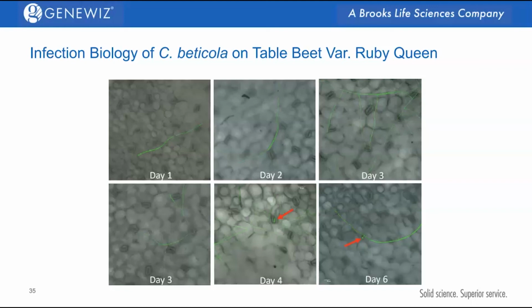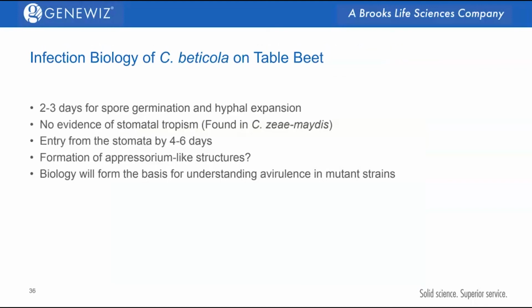So looking at this infection biology, I had two main reasons. One was to look at how Cercospora beticola in general infects table beet. So it took about 2 to 3 days of spore germination and hyphal expansion, and we did not see any evidence of stomatal tropism. They entered the stomata within 4 to 6 days, and they were forming appressorium-like structures.